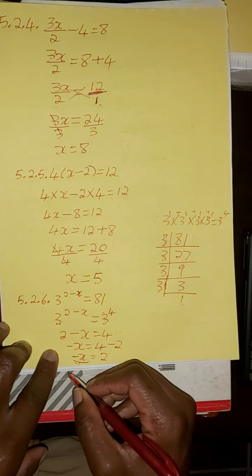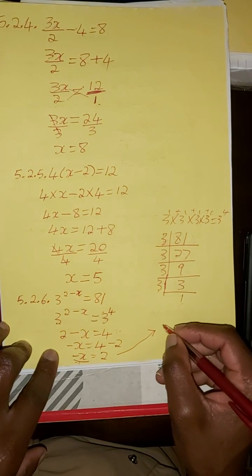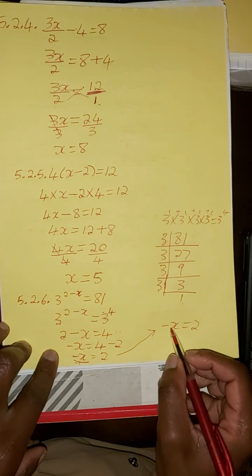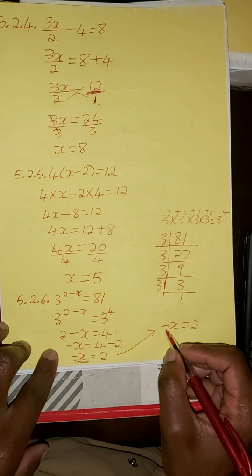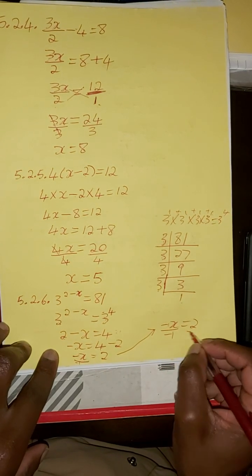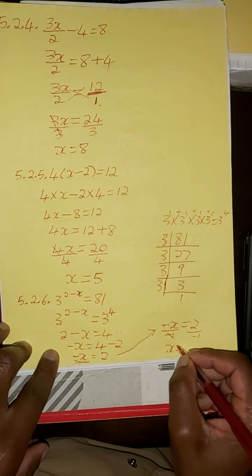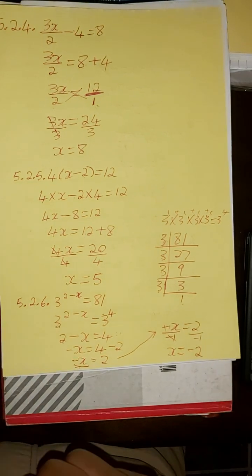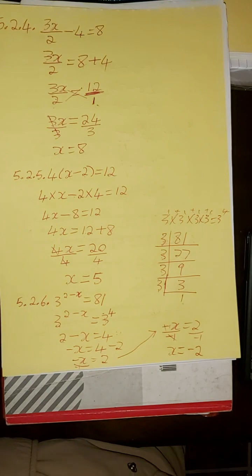Okay, let me take it here because I don't have space. So I have negative x is equal to 2, and next to x you can see I have a negative 1. I have to get rid of this negative 1 because I only want to remain with x. So I divide by negative 1 on both sides. These ones cancel, and then x is equal to negative 2. That's how we solve for our x, and then we are done.